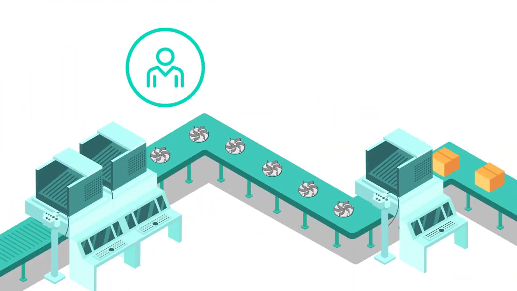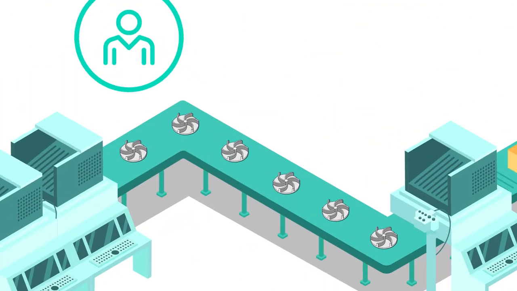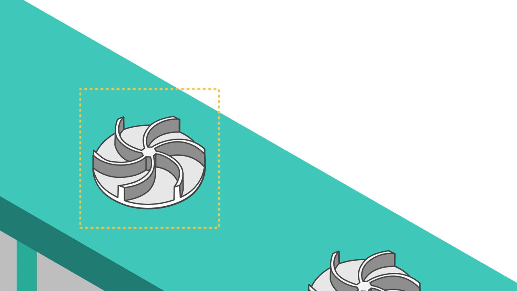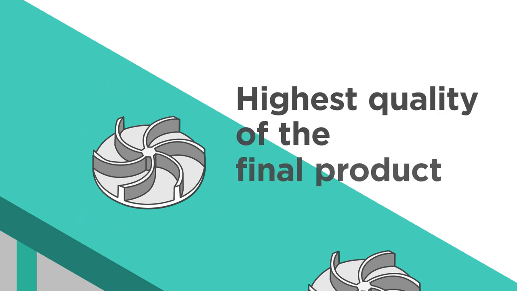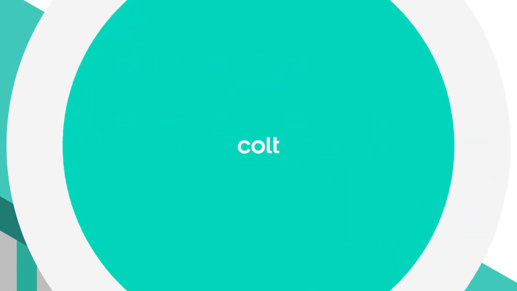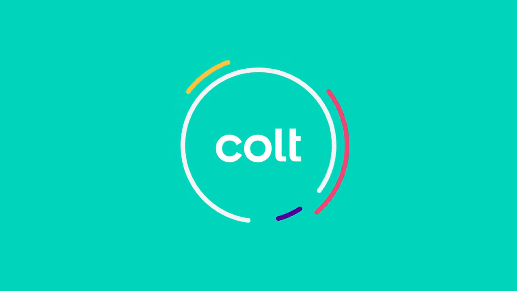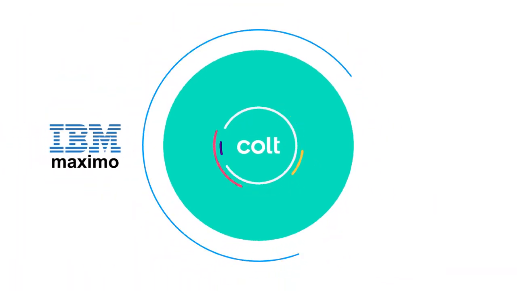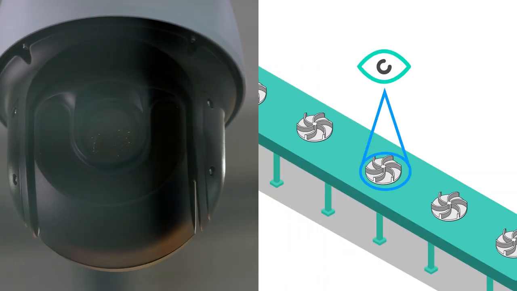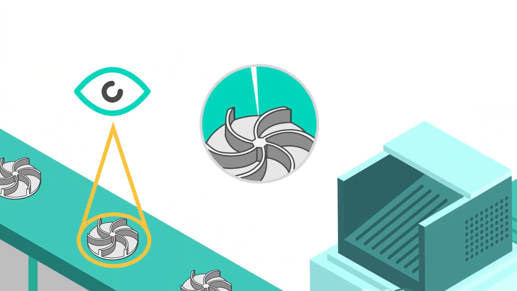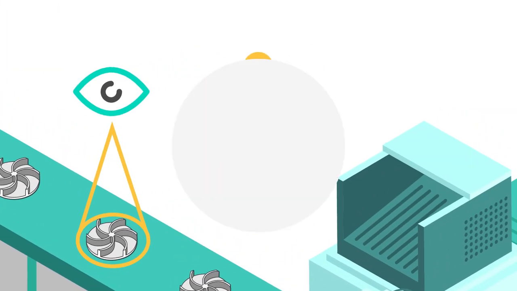Imagine this scenario. You're in charge of a production line responsible for manufacturing impellers. A great deal of technical precision is needed to ensure the highest quality of the final product. Using Colt connectivity and edge solutions, powered by IBM Maximo, we can train a deep learning computer vision model to detect specific features or defects in products.